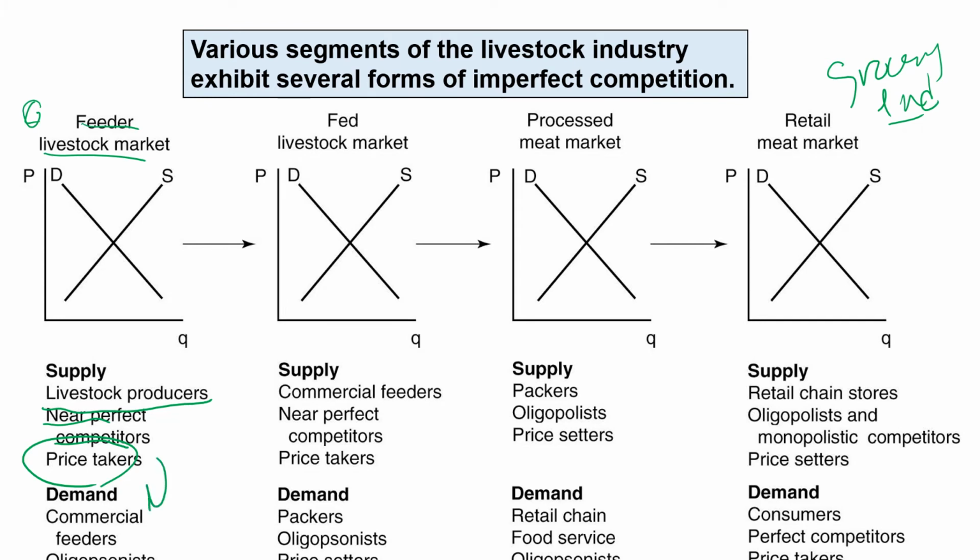Okay, so then they sell it to commercial feed operators who basically feed out these calves until they're X number of pounds before they go to a processing plant. So there are fewer commercial feeders than there are livestock producers.